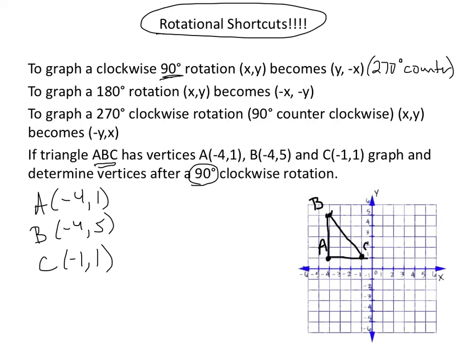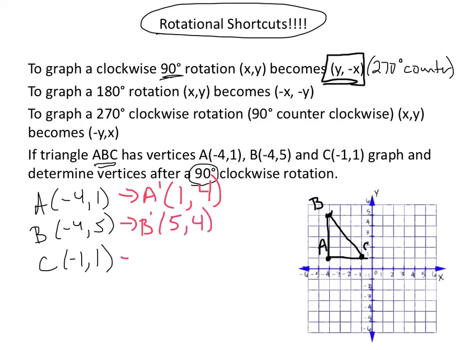Now we're going to graph it 90 degrees clockwise, so I'm going to use this setup. So A prime is going to switch y and x around. The y stays the same, but then your x value becomes its opposite. So if it was negative 4, it becomes a positive 4. B prime then would be 5, 4. And then why don't you go ahead and try C really quickly on your own. Hopefully you got that C prime is now 1, 1.